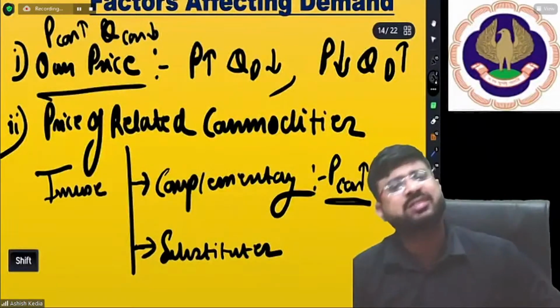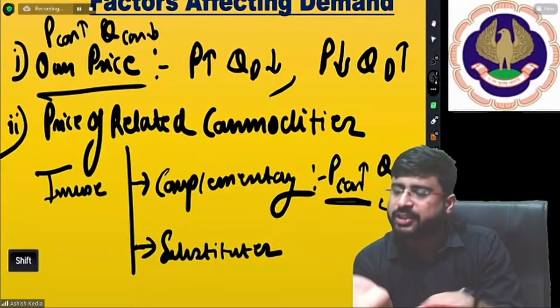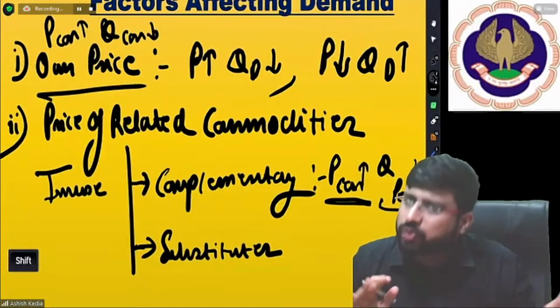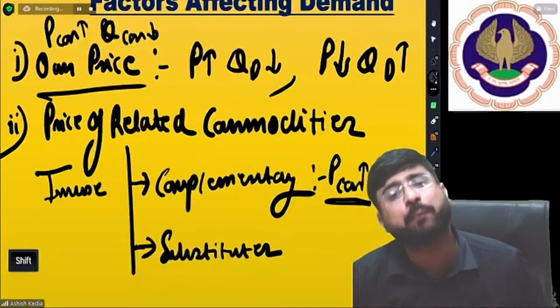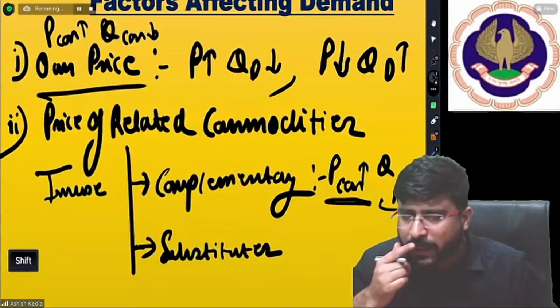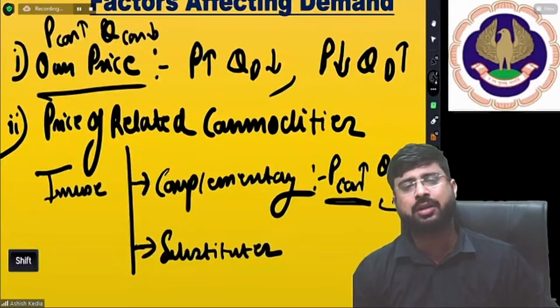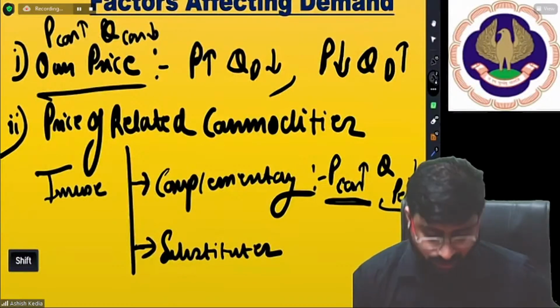Sir, what is inverse relationship? When a rise in one leads to a fall in another, or a fall in one leads to a rise in another. That is an opposite relationship. Inverse means opposite relationship. One is rising, the other will fall, and one is falling, the other will rise. So when you talk about that opposite relationship nature, then we are discussing this. Okay, sir.